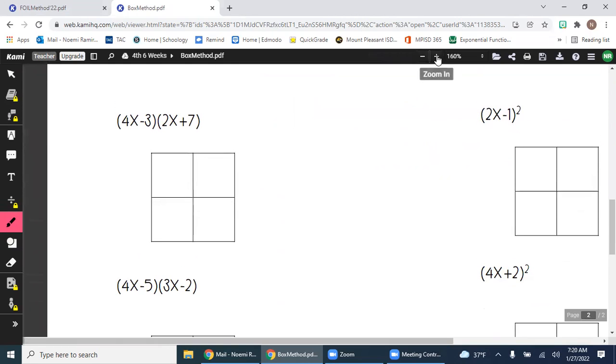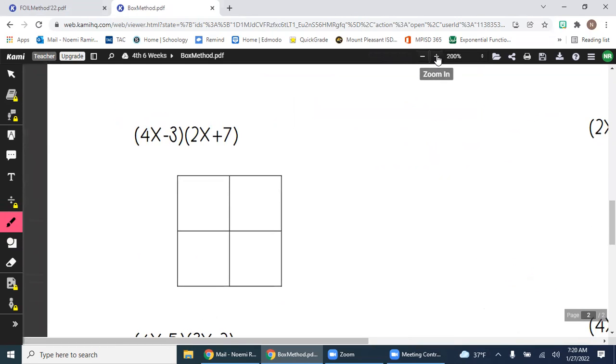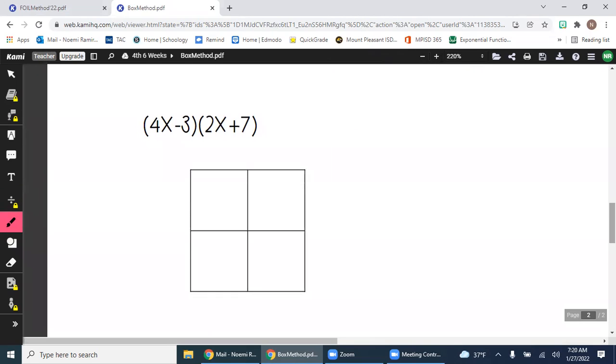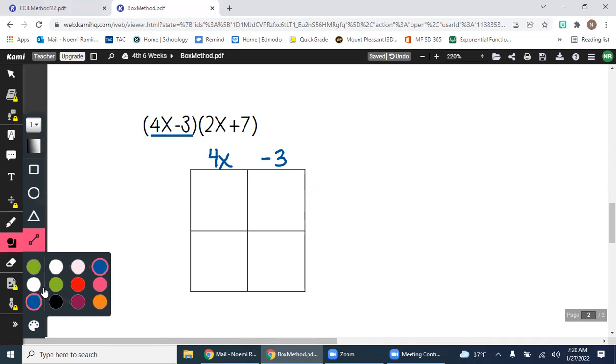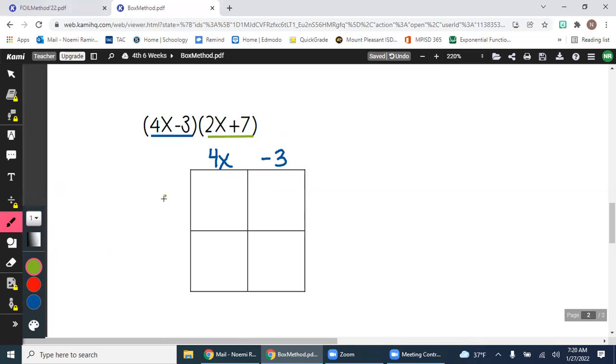Let's actually, with these, it's better to just jump right in than to sit there and do one problem at a time. So the first binomial is 4x minus 3. I'm going to take that first binomial and split it over the two boxes. So I'm going to take my 4x here and my negative 3 there. And then I'm going to take that other binomial, 2x plus 7, and also split it into two terms, positive 7 here.